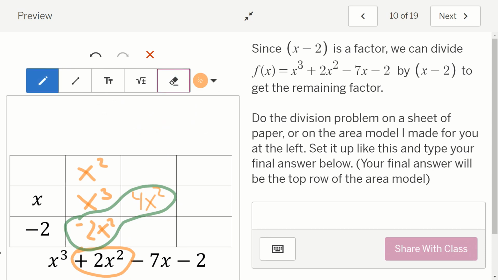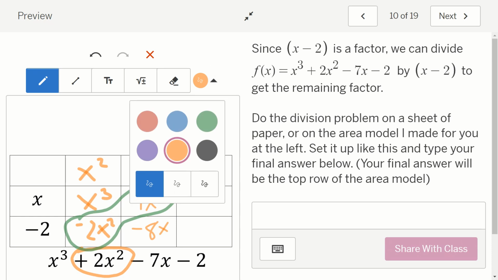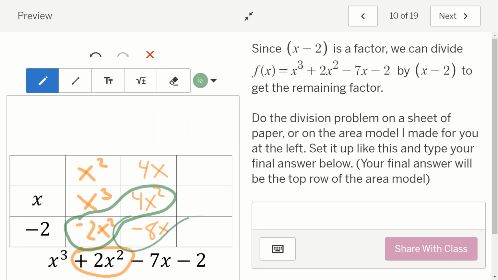So x times what gives me 4x squared? Well, that would be 4x. And 4x times negative 2 is negative 8x. Again, looking at what we got. Oh, I like the thinner one better.